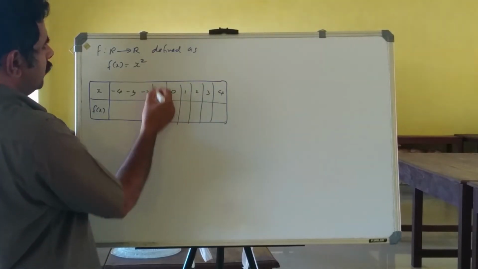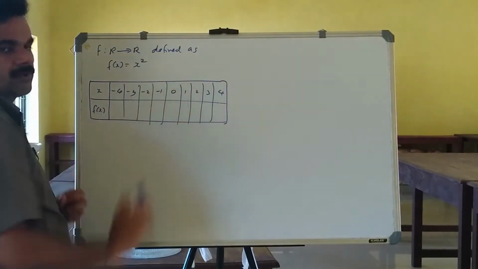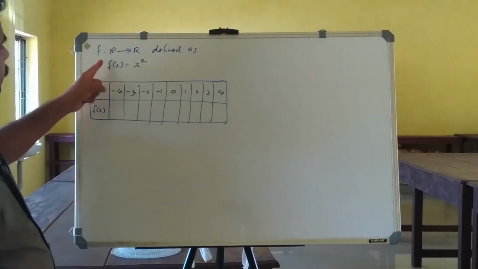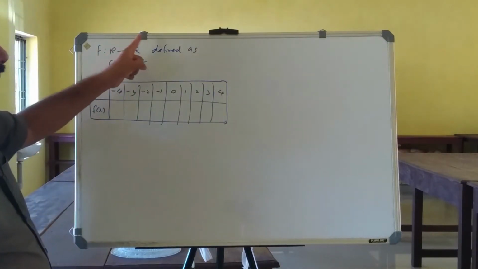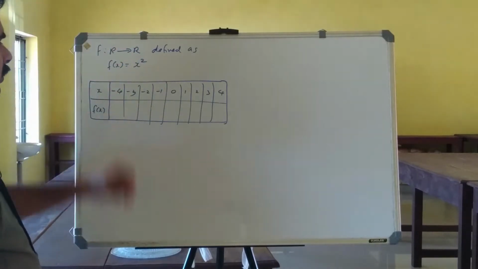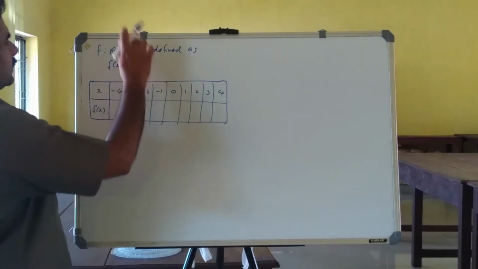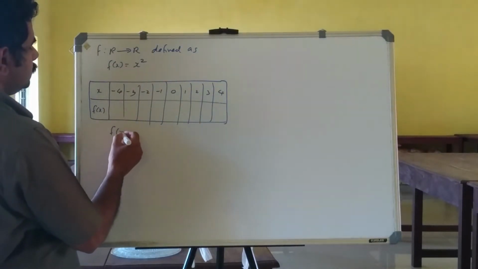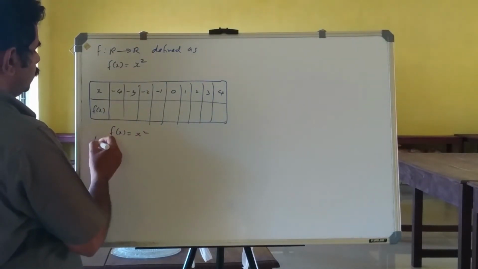So these are the domain of this function f of x equal to x square, which is different from a real number set to another real number set. Therefore, this function is called as what? Real valued function. F of x equal to x square.